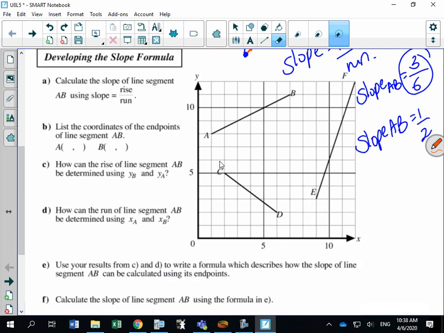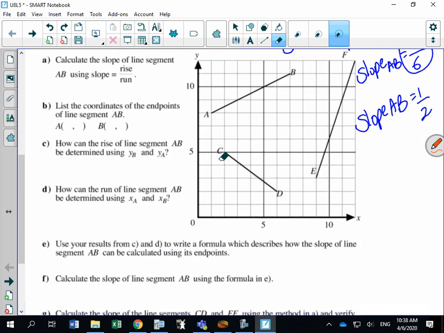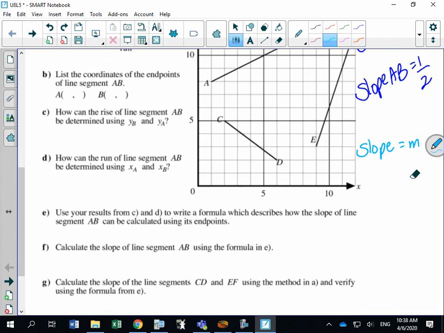Most of the questions are going to want you to use what's called the slope formula. So the first thing that I need you to know is that the word slope, we actually can denote with a variable, and that variable is m. So if you are asked to calculate m in an equation, they're actually asking you to calculate slope.